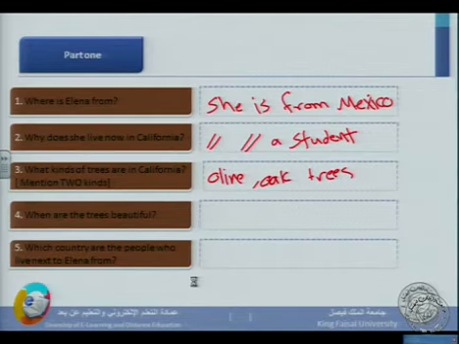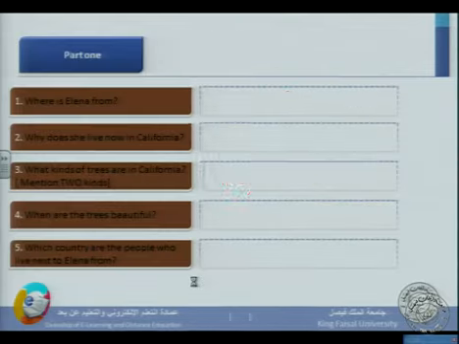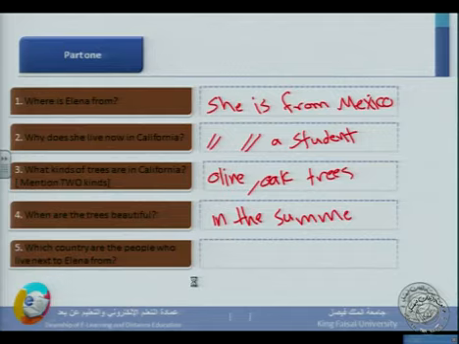Now, when are the trees beautiful? When are these trees beautiful? We go back, the trees are beautiful in the summer. So, in the summer.